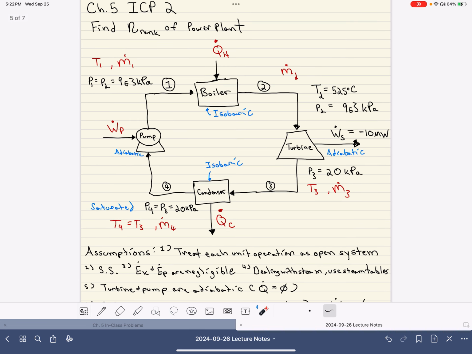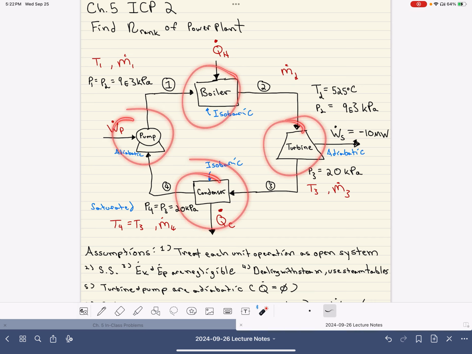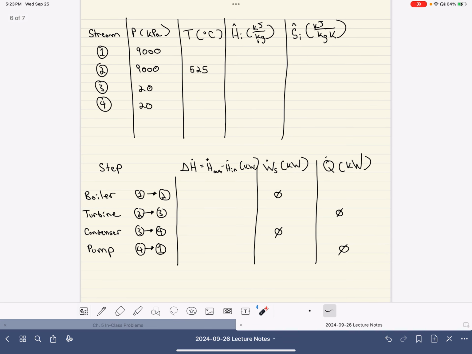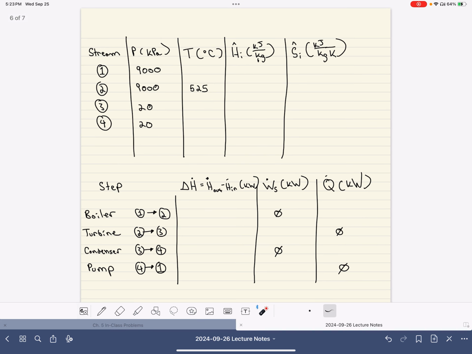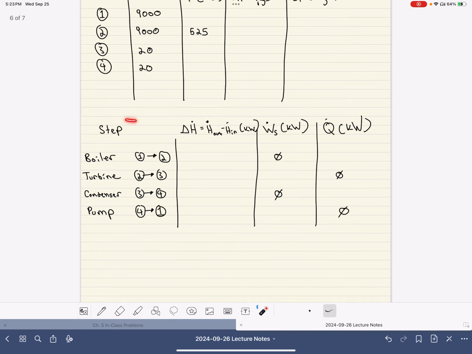And because we're dealing with so many different components in our cycle with a lot of information, it's important to be organized. And so what we could do is set up tables that look like this, which contain all of our information. This first table is going to contain our pressures, temperatures, and also our enthalpies and entropies. So this is where we will record everything. And then this table basically allows us to track the changes in the enthalpy between each unit operation. And that will allow us to relate it to whether it deals with the shaft work or it deals with heat in that unit operation.